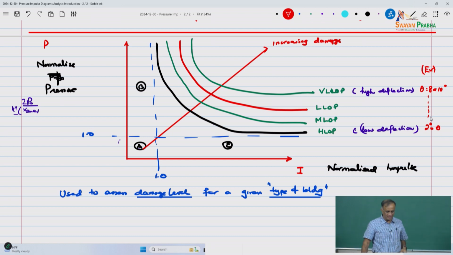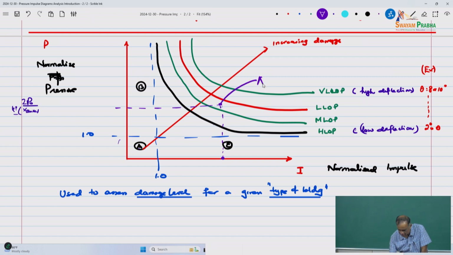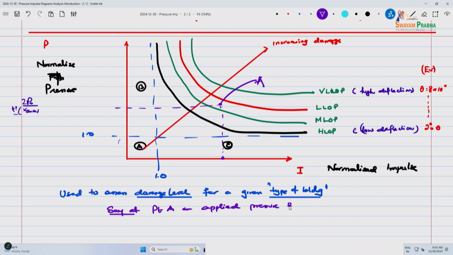So when you have a similar structure, all you do is say, okay, my normalized pressure value is so much, and my normalized impulse, remember x and y axes are independent, is so much. So let's say this is point A, this is the applied pressure and impulse for the structure.